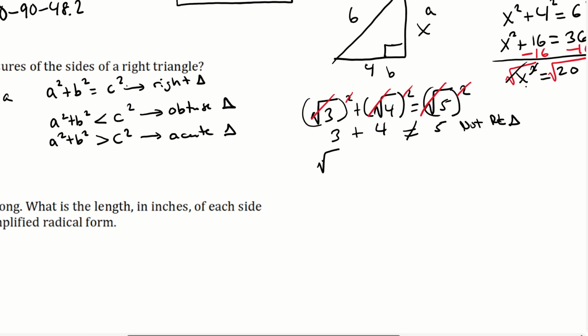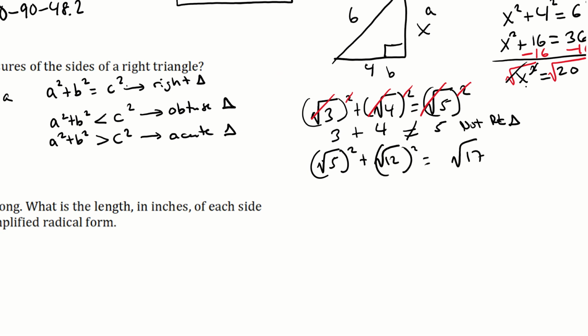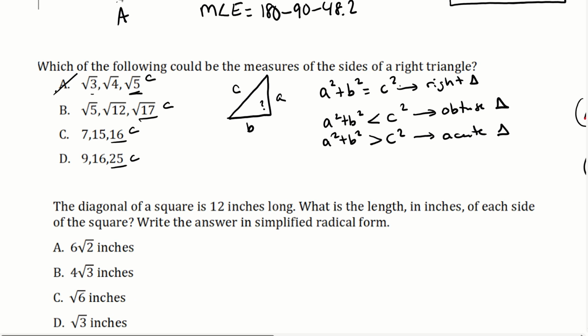So we got square root of 5 squared plus square root of 12 squared equals square root of 17 squared. So remember, the square root and the square cancel. So we get 5 plus 12. That is equal to 17. So that's a right triangle, right? Okay, so that looks good, but we want to see if there's any other ones, which of the following could be. So let's check the other ones.